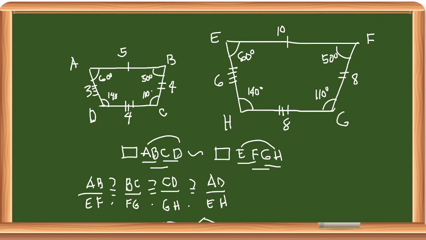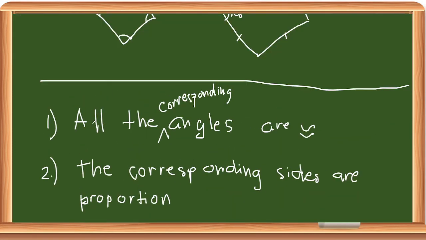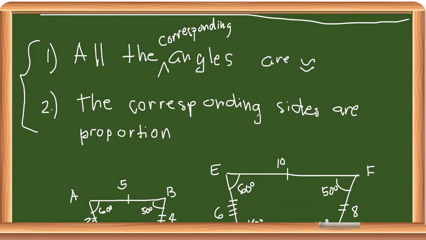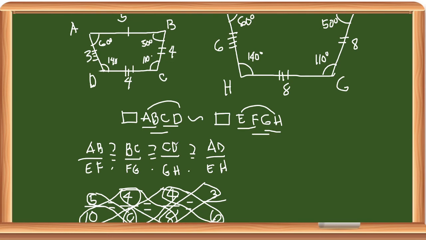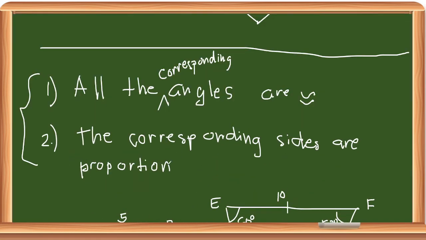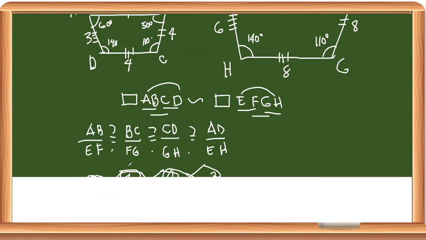So that means ABCD is similar to EFGH. No? So nakuha niya lahat ng condition. All the corresponding angles are congruent? Correct. So, lahat ng corresponding angles congruent. And the corresponding sides are proportional. Okay? So, any question with this?